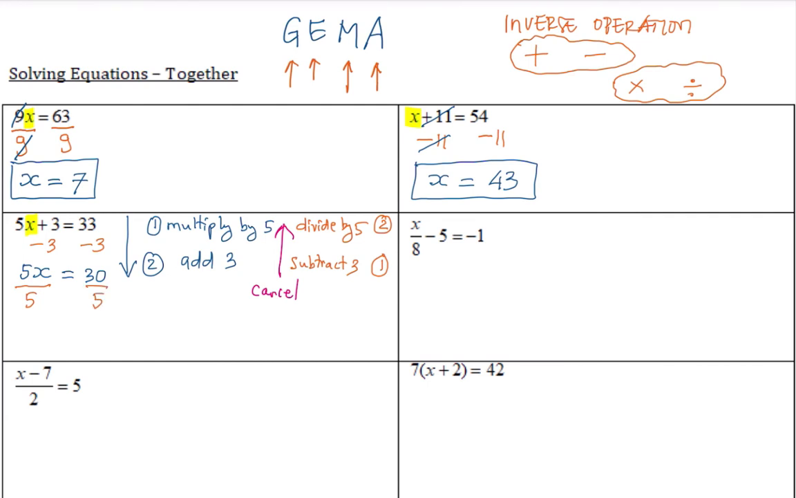Since we cancel out the times and divide by 5, I have only x on the left hand side, and 30 divided by 5 is 6. So this is my answer.